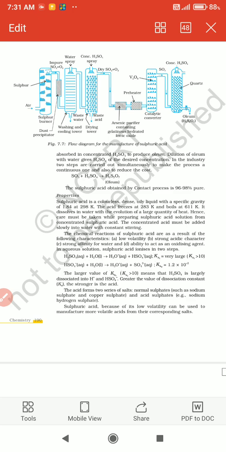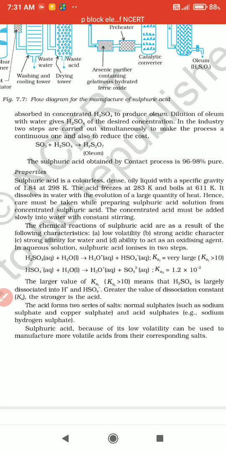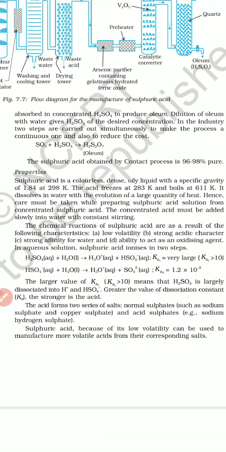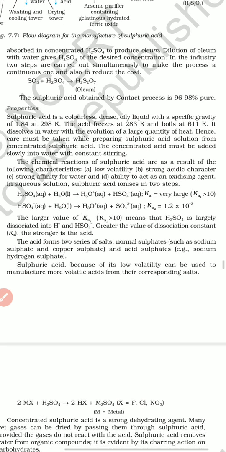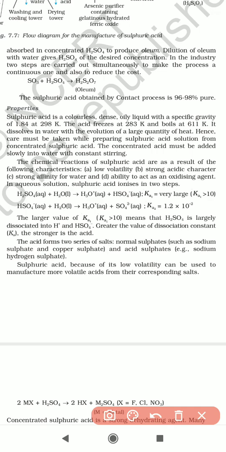So next, let us see the properties. What are the major properties involved here? Sulfuric acid is a colorless, dense oily liquid with a specific gravity of 1.84 at 298 Kelvin. The acid freezes at 283 Kelvin and boils at 611 Kelvin.